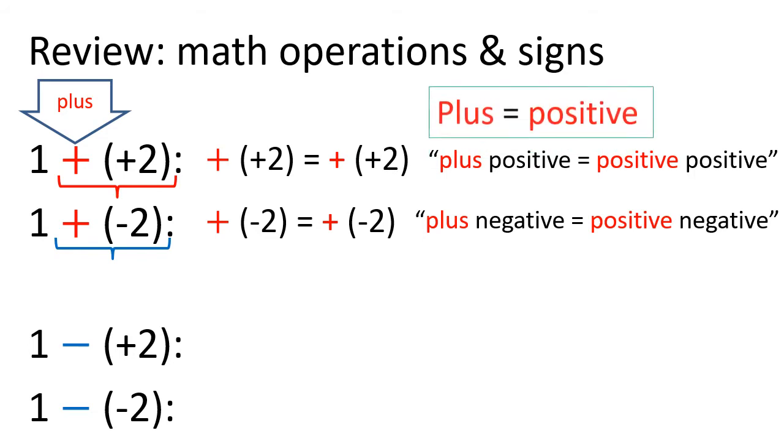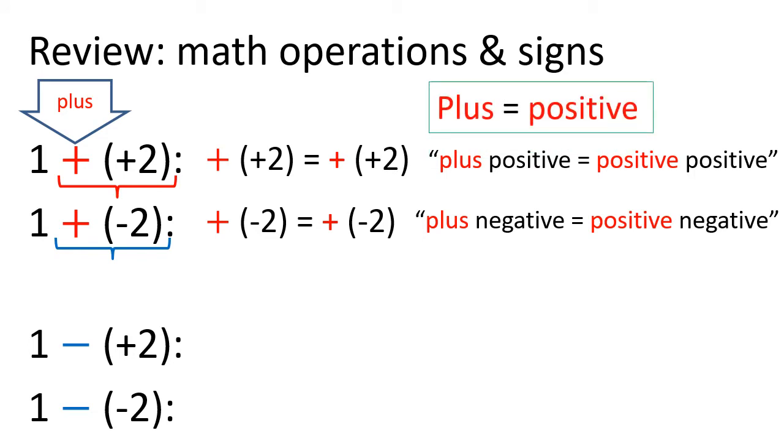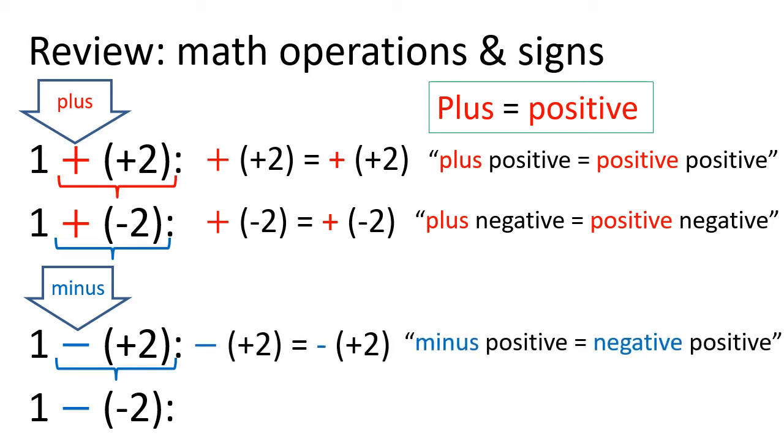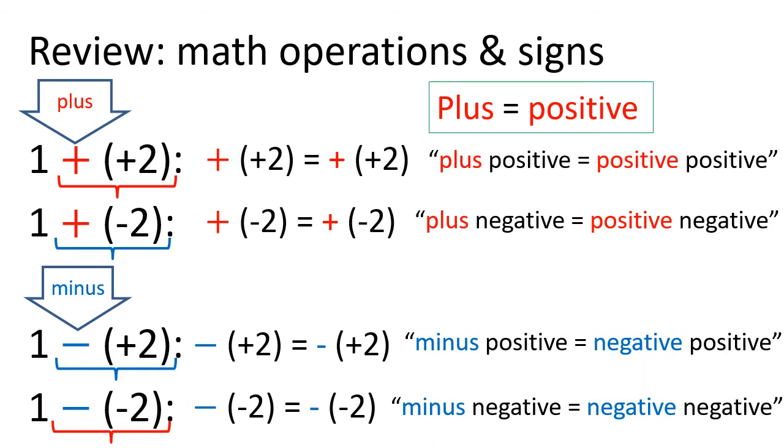Now take a look at 1 minus positive 2 and 1 minus negative 2. Those are math operations minus. Focusing on minus positive 2, it has the same meaning as negative positive 2. Now focusing on minus negative 2, it has the same meaning as negative negative 2. So the meaning of minus and negative are the same.